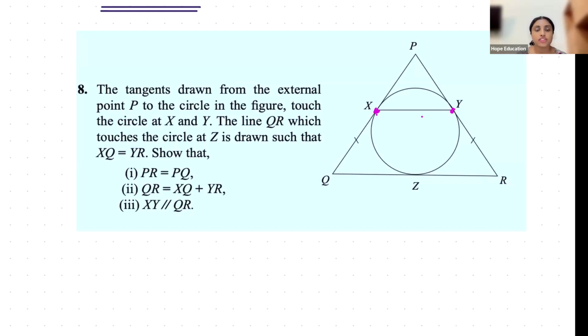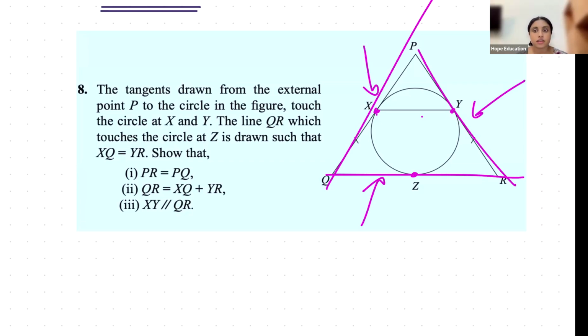Line QR touches the circle at Z. So this is also a tangent. This is also a tangent and this is also a tangent. So there are 3 tangents.